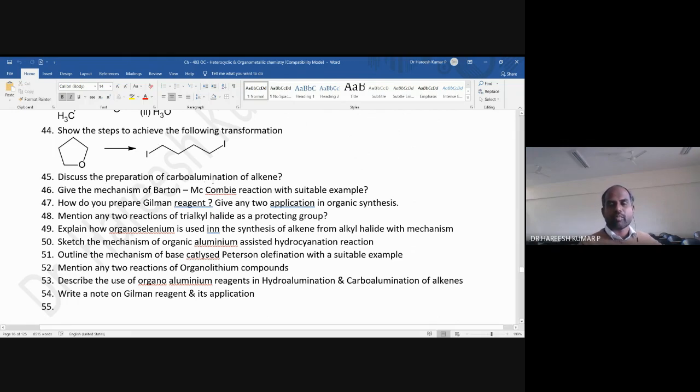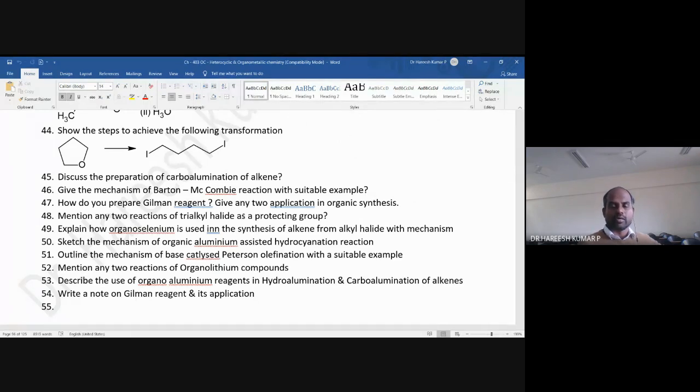Give the reaction of Barton-McCombie reaction. I have given it in the notes, just look into this. And explain about Gilman reagent. And mention any two reactions of trialkylsilyl halide as a protecting group. So trialkylsilyl halide, I think this is a protecting group. This is not under organomercury compound.